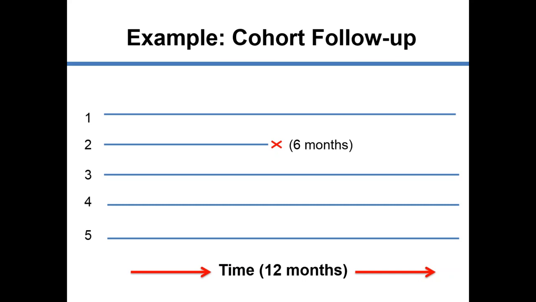So, back to our example. What's the prevalence of this particular disease? Let's say this is not a fatal disease. Person number two is diagnosed with diabetes after 6 months, and for the next 6 months of this study has diabetes. What's the prevalence of diabetes at the beginning of the study? If you said 0%, zero prevalence, that is correct. At 6 months, the prevalence becomes 20%. So it's time dependent in a way, but it's not a rate.